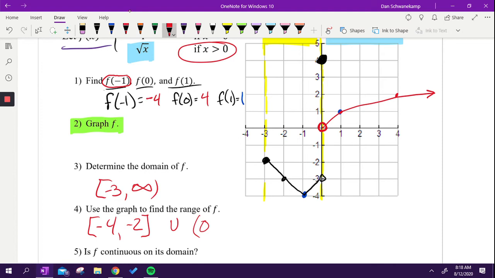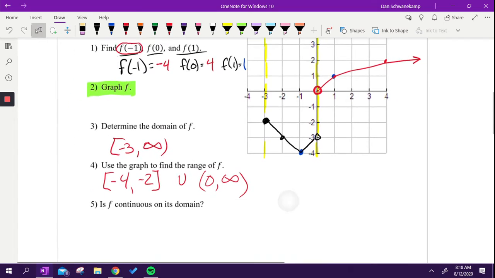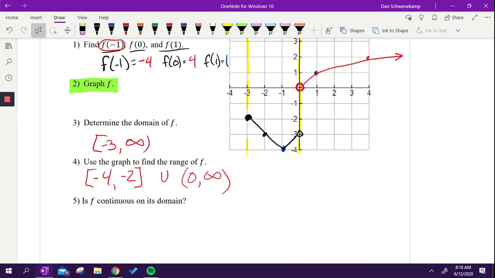Is f continuous on its domain? When you think of the word continuous, okay, the simplest way to think of continuous is if something is continuous, you do not pick up your pencil. This is a calculus term. So do not pick up your pencil. That's a real not calculus description. That's a really simple description. But the whole idea is not picking up our pencil as we go through it.